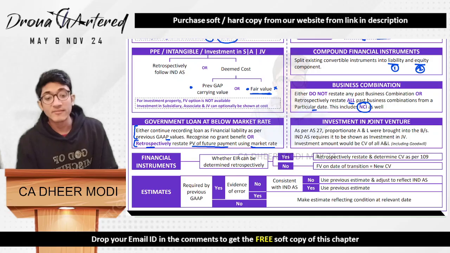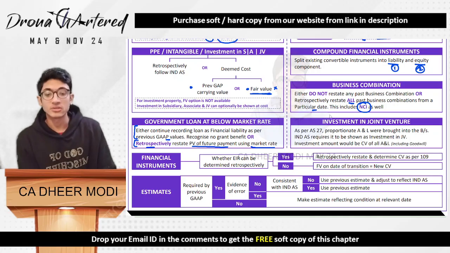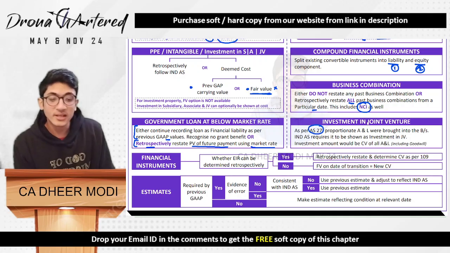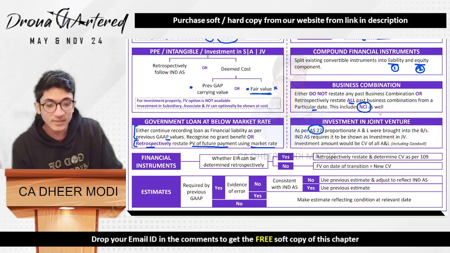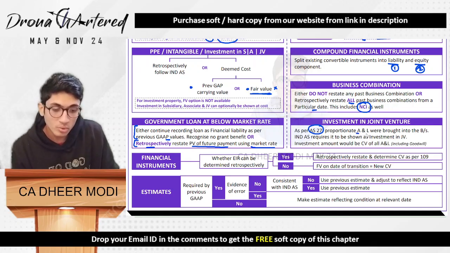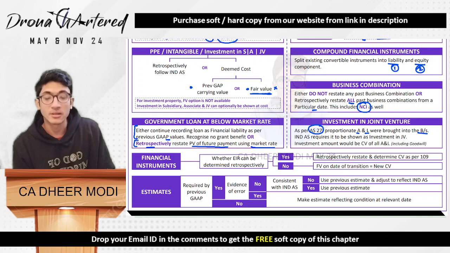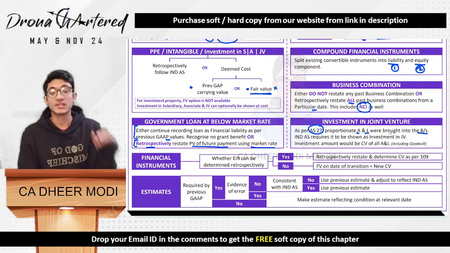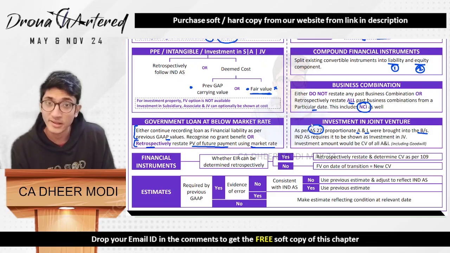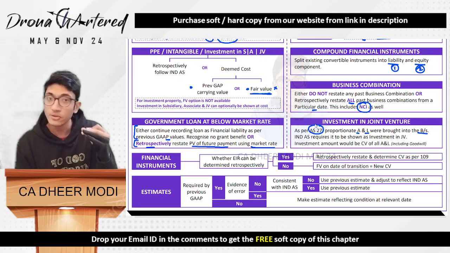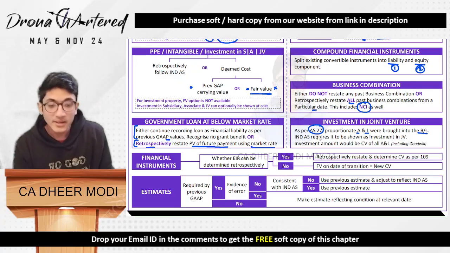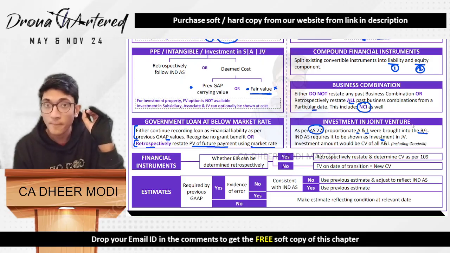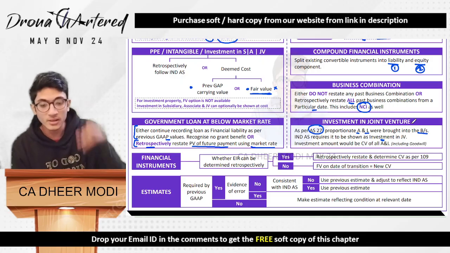Next is your investment in joint venture. As per AS 27, you have to proportionately bring assets and liabilities into the balance sheet. If there is any joint venture, you have to bring proportionate assets and liabilities into the balance sheet. But IND AS requires it to be shown as an investment. That means assets and liabilities will not come into the balance sheet in case of a joint venture.